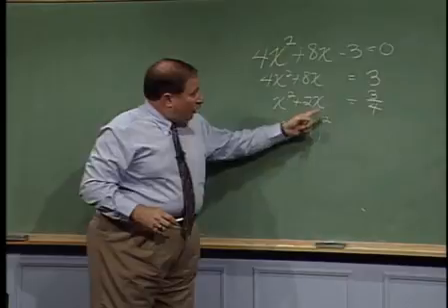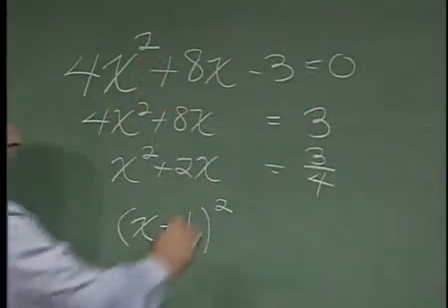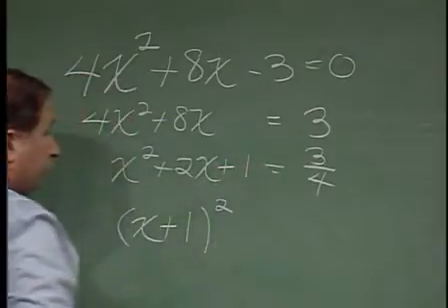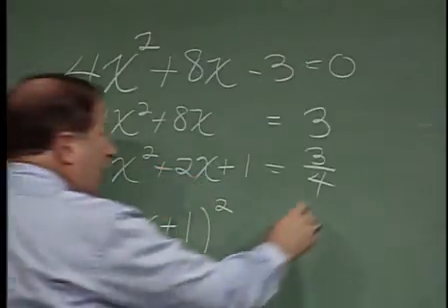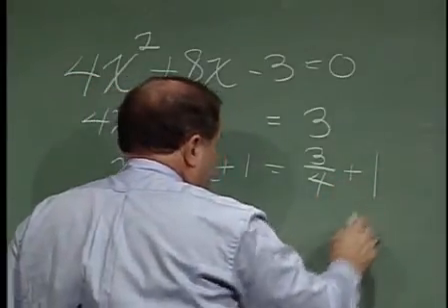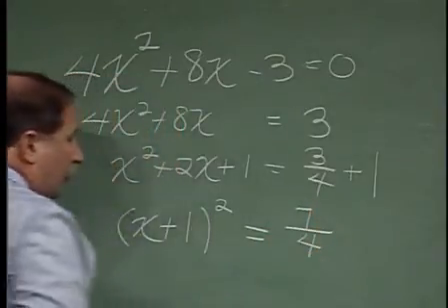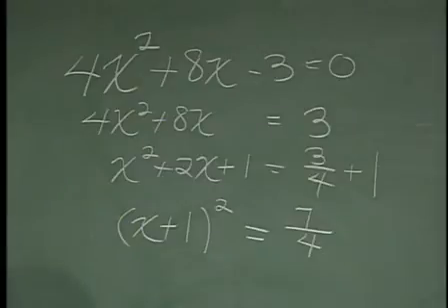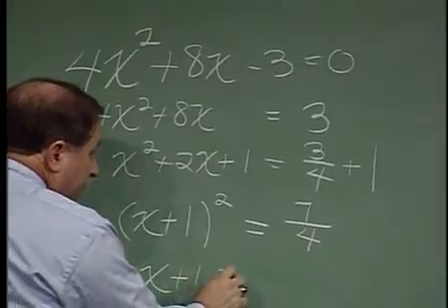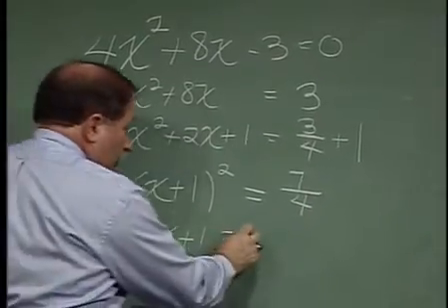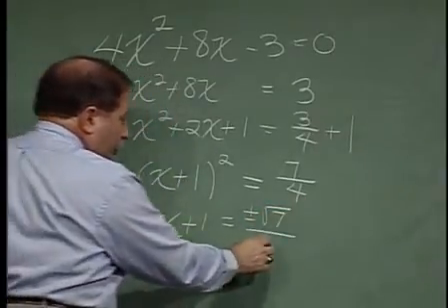Well, if this number is 1, then the number over here in the perfect square is going to be 1 squared. If I add 1 to x squared plus 2x, I've got to add 1 to 3/4. And 3/4 plus 4/4 is 7/4. Now I take the square root of both sides. X plus 1 equals the square root of 7, so it's plus or minus the square root of 7, over the square root of 4, which is 2.